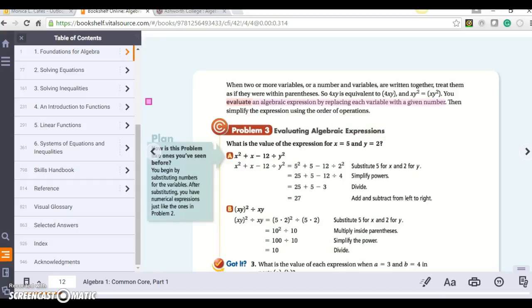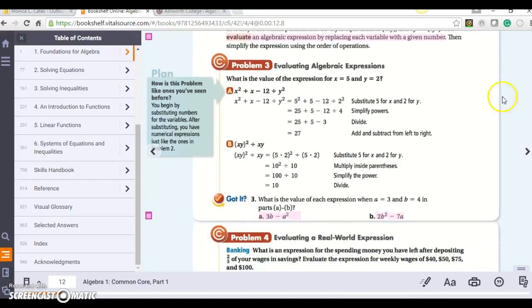So let's look at what they have here for problem 3. What is the value of the expression if x equals 5 and y equals 2? The first thing we're going to do, we have the expression x squared plus x minus 12 divided by y squared, is plug in our values. For x, everywhere we have an x, we're going to put 5. So we have 5 squared plus 5, and when we have a y, we'll put 2, divided by 2 squared.